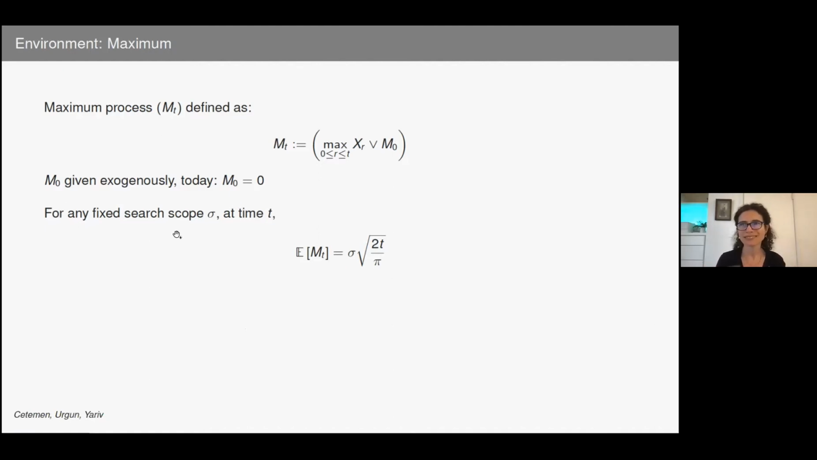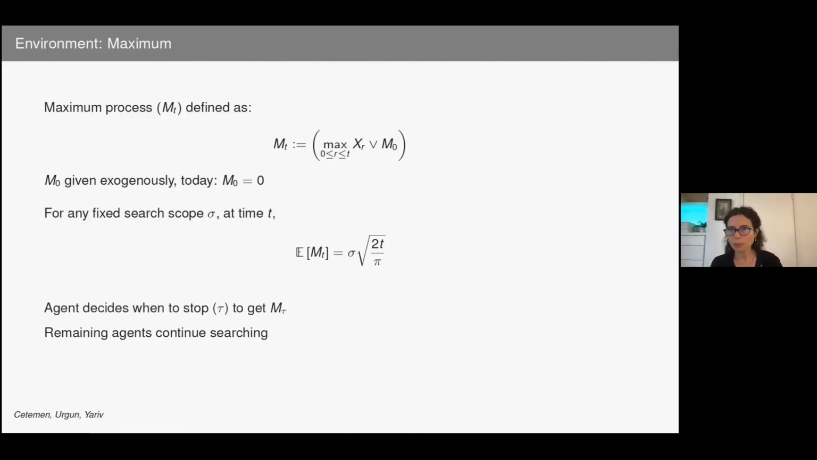Now, just to understand the meaning of the search scope, for any fixed search scope sigma, at any time t, if you looked at the expectation of the maximum, it would be proportional to sigma, or the search scope. So in other words, the search scope translates directly into returns from search. Now, agents decide when to stop. And when they stop at time tau, they get the maximum accomplished up to time tau. Everyone else continues searching and may get a higher maximum when they stop.